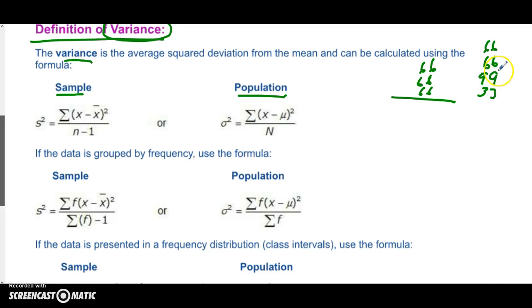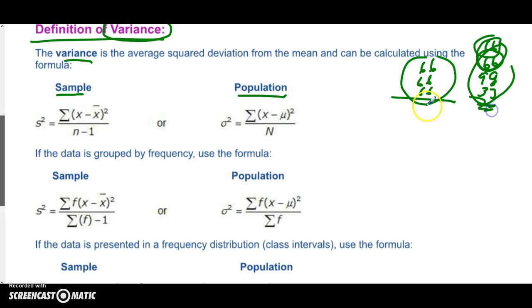Well, what's the mean? Add them up, divide by 4, you get 66. What's the median? What's the middle? Well, 66 and 66 are in the middle. The average of these two is 66. What's the mode? What's the most common? Well, 66. Now, is this the same group of data as this? No, it's not. This is way more spread out.